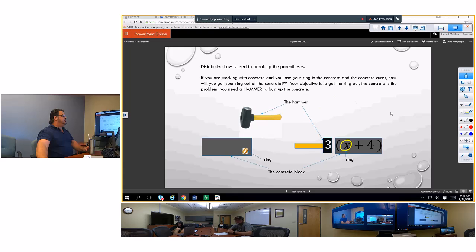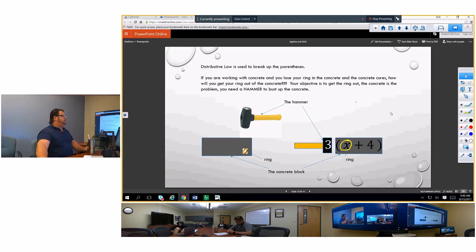Now, this is the number one thing that students forget how to do besides clearing fractions, and that is the distributive law. Now, most of you know how to work with concrete. If you ever get a ring inside the concrete, you can't get it out after it cures. The only way you can get the ring out of the concrete is to bust it up with a hammer. Well, same thing with functions and equations.